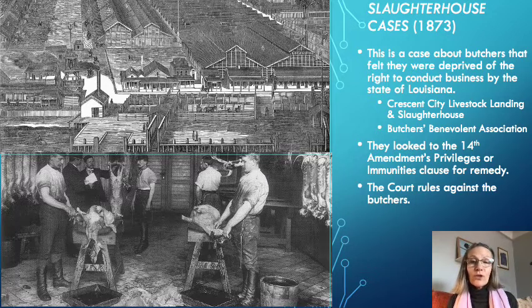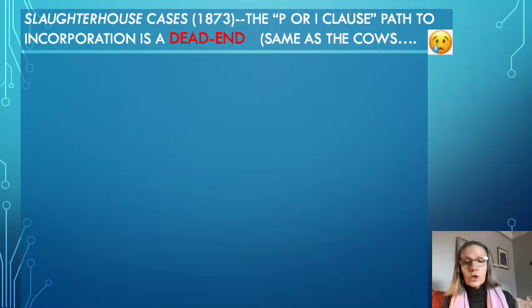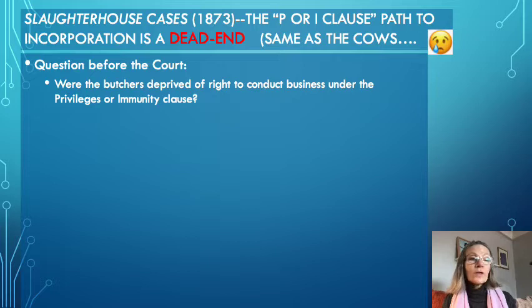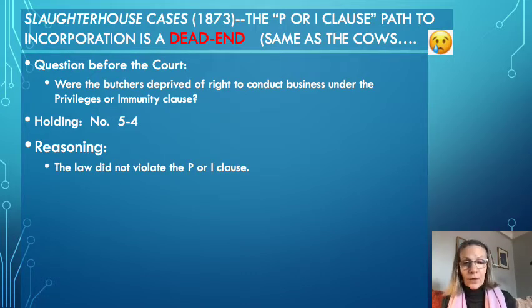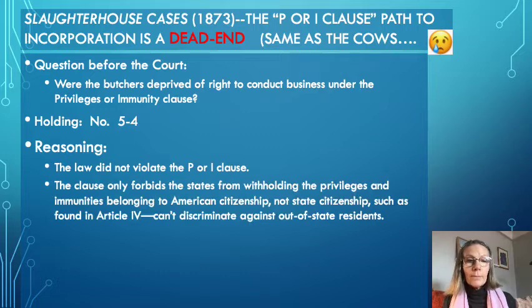And so let's take a look at the reasoning of the court. So what was the question before the court in the Slaughterhouse cases? Well, there were several, but we're just going to take a look at the one pertinent to our discussions about the incorporation of the Bill of Rights. The question was, were the butchers deprived of rights to conduct business under the Privileges or Immunities Clause? And the court, in a close 5-4 decision, ruled no, that the butchers' rights were not violated. They said that the law didn't violate the Privileges or Immunities Clause.